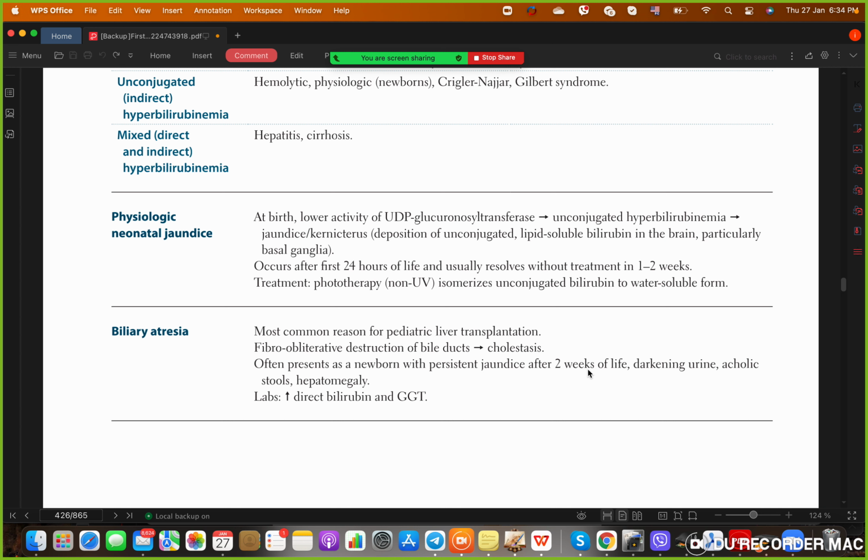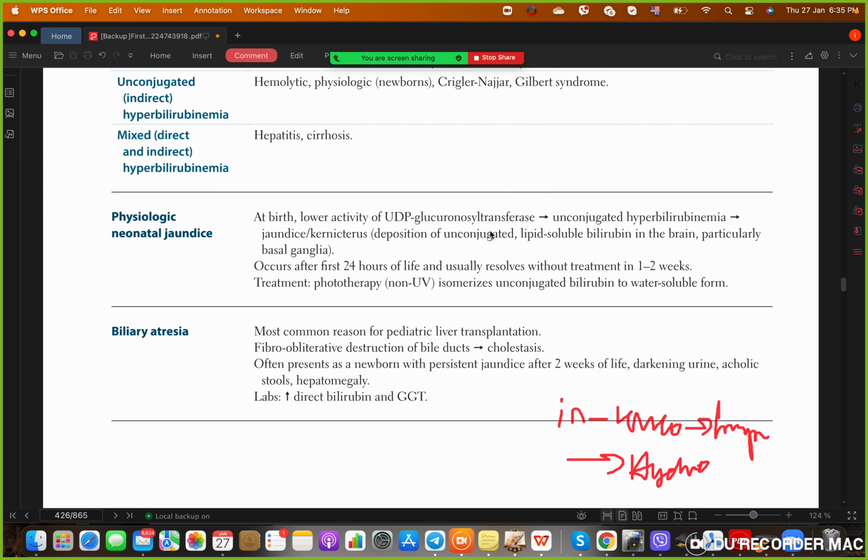The deposition of unconjugated, lipid-soluble, oh, this is important. Indirect bilirubin, also known as unconjugated bilirubin, also known as lipid-soluble bilirubin, also known as hydrophobic bilirubin. Again, I will repeat that. Unconjugated bilirubin, known as indirect bilirubin, known as lipid-soluble bilirubin, known as hydrophobic bilirubin. Okay? I hope you wrote this down. It's important to use them interchangeably. All of these mean the same.